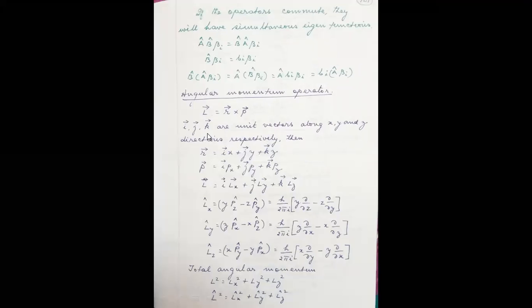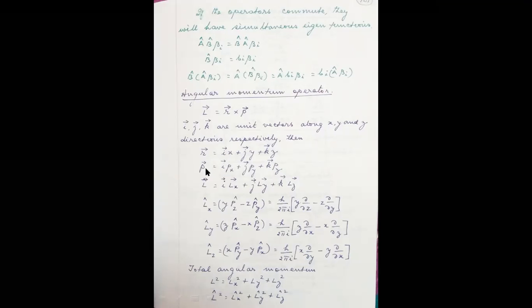See, i, j, k are unit vectors along x, y, z directions respectively. Then r vector can be written as i vector into x plus j vector into y plus k vector into z.